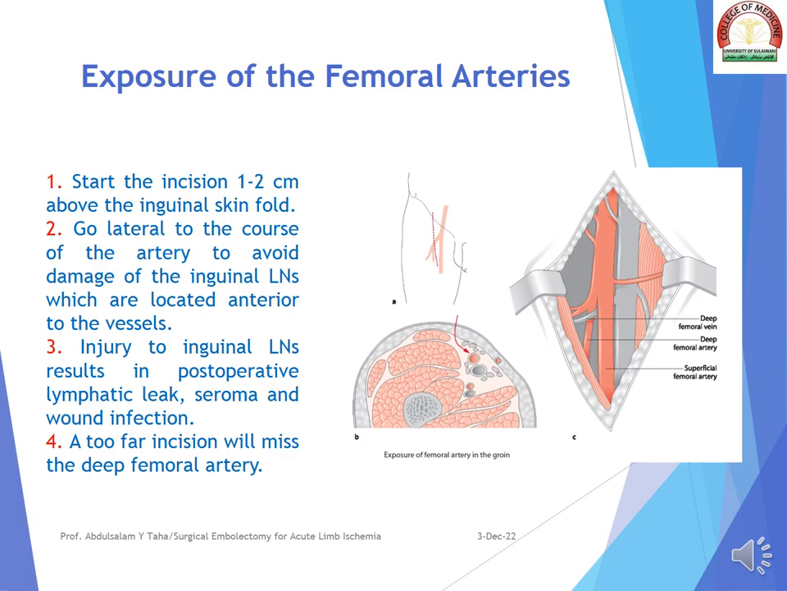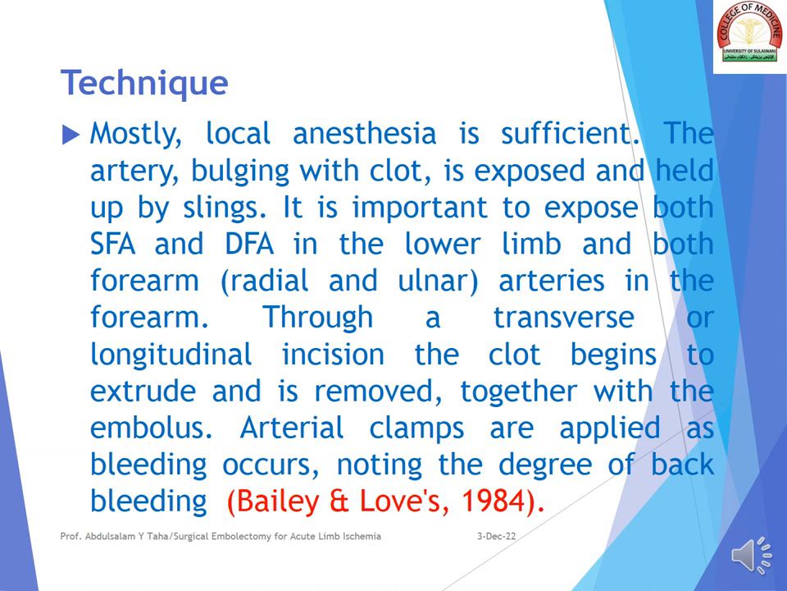Technique. Mostly, local anesthesia is sufficient. The artery bulging with the clot is exposed and held up by slings. It's important to expose both the superficial and deep femoral arteries in the lower limb and both radial and ulnar arteries in the forearm. Through a transverse or longitudinal incision, the clot begins to extrude and is removed together with the embolus. Arterial clamps are applied as bleeding occurs, noting the degree of back bleeding.